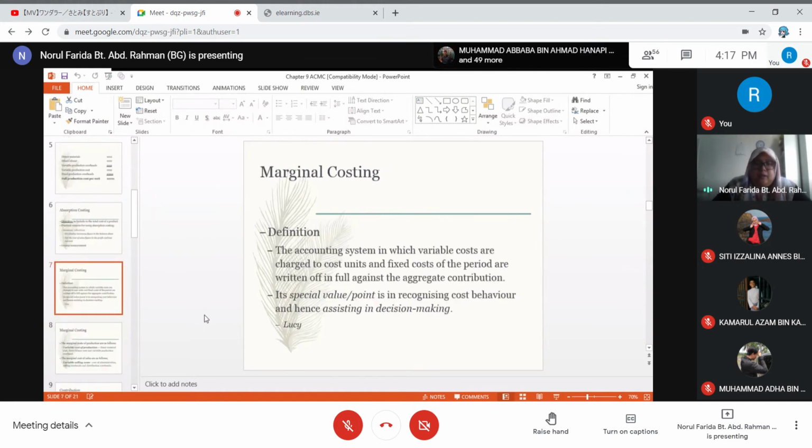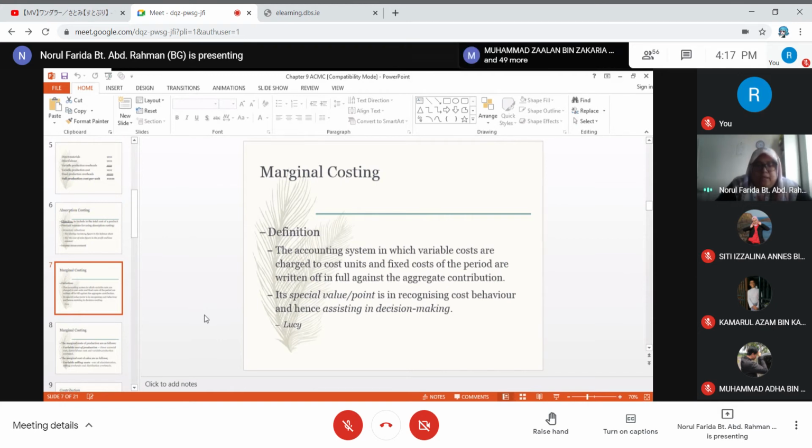Alright. Now, what is marginal costing? Alright, so by definition, the accounting system in which variable costs are charged to unit costs, to cost units, and fixed costs of the period are written off in full against the aggregate contribution. Okay, its special value or point in it is in recognizing cost behavior and hence assisting in decision making. Okay, marginal costing ataupun variable costing lah.